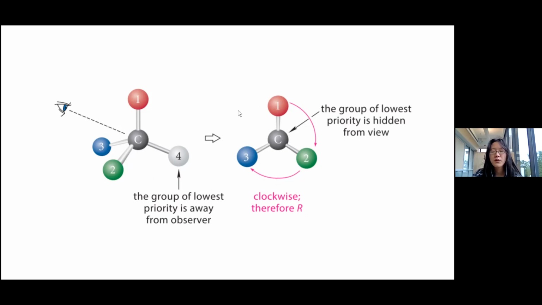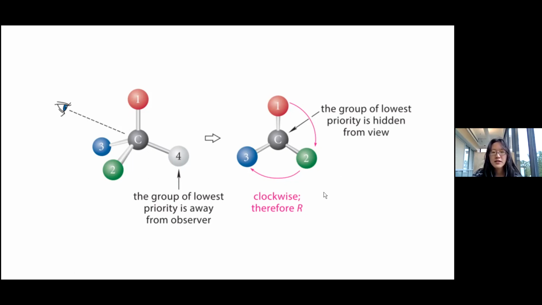And you look at the order of these groups, and if it's clockwise, like in this example, it's going to be R configuration. And if it's counterclockwise, for example, going 1, 2, and 3, that would be the S configuration. And so because of that, we can have one consistent way of naming stereocenters, no matter what direction you're looking at. We're just consistently going to name them from this perspective.